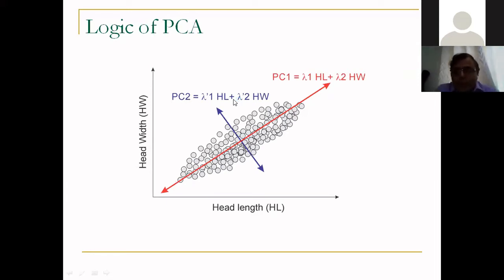Now again, if you ask me what is principal component 2, it is not head length and it is not head width. It is again a linear combination of head length and head width. So I'll have lambda dash 1 and lambda dash 2 as coefficients of head length and head width, and they will tell me the contribution of those characters in that particular axis. It might happen that head width is more variable in this axis, so I'll say that head width is a more important character in PC2 than head length. So when we are looking at data on PC2, head width is the more important one.